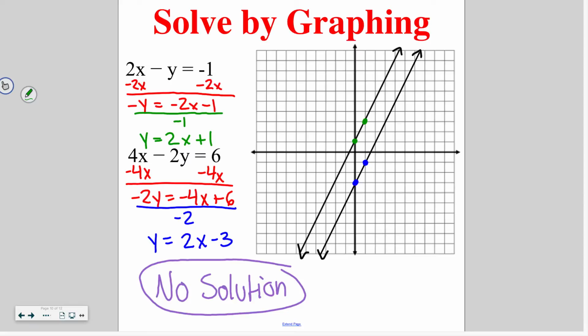So when we solve the first one, we get y is equal to 2x plus 1, starting at 1, going up 2 and over 1. That gives us the green line. And then the second one, when we rearrange, is y is equal to 2x minus 3, and that gives us the blue line down at the bottom. Since these do not touch, they are inconsistent, which means there is no solution to these. If you have questions about the all solution, no solution part, please let me know when you get to class.